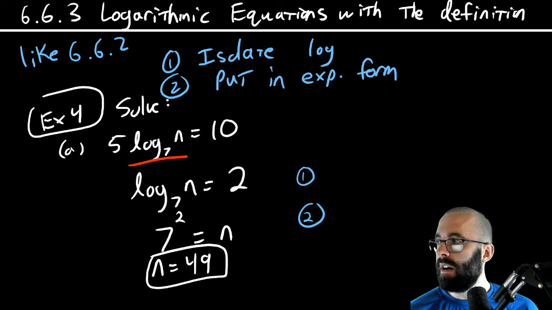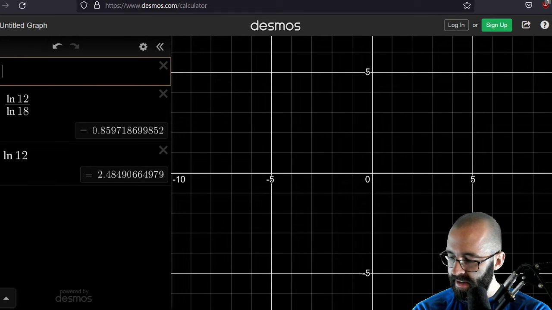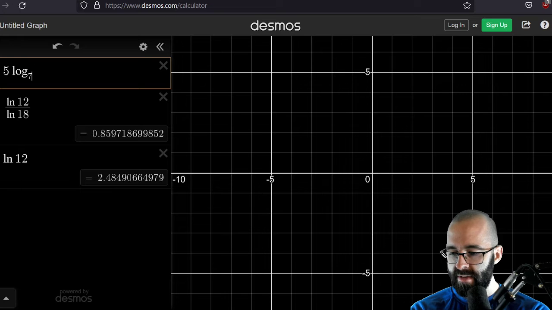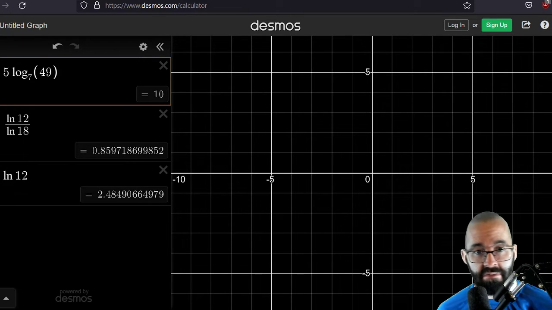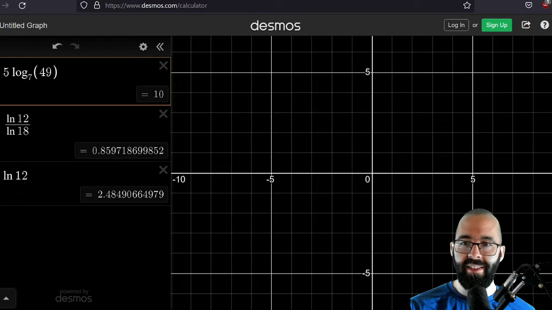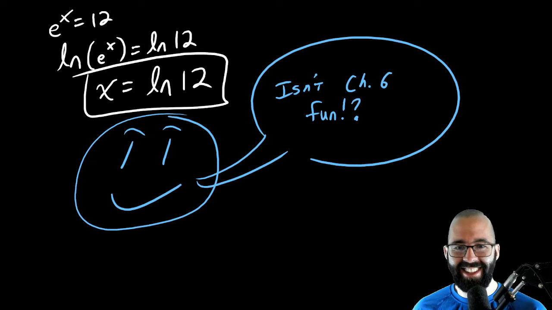All right. If I can find my Desmos. All right, we said that 5 times the log base 7 of n, which is 49, that equals 10. Great. Cool. Boring. Come on. Give me some problems like this again.